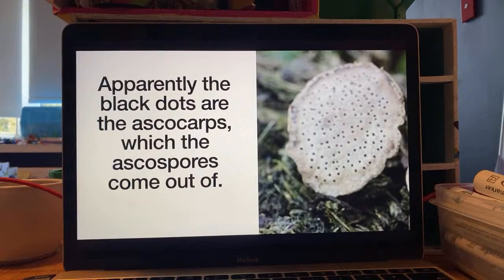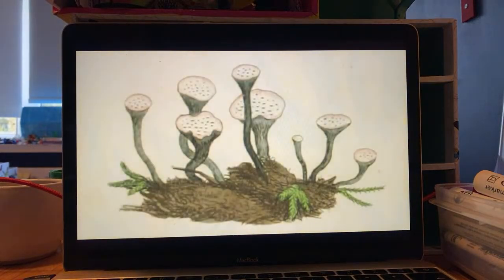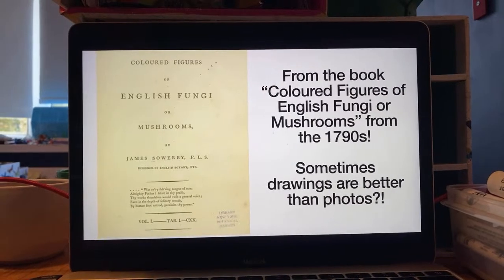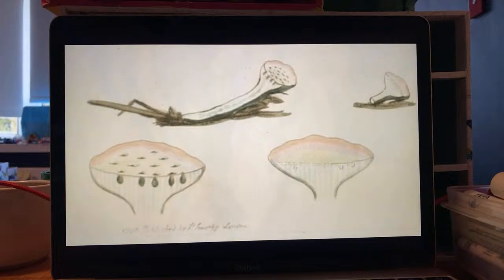Made up of the asci, which the ascospores come out of. I didn't really get that until I found this beautiful series of illustrations. How old do you reckon that picture is? That is from a book that was published in the 1790s. It's interesting that sometimes still drawings are better than pictures when it comes to helping you understand things, because I totally get it now.